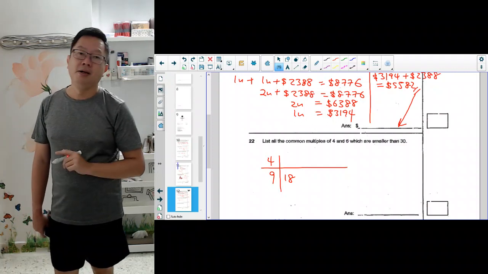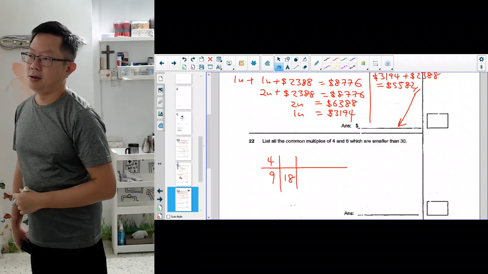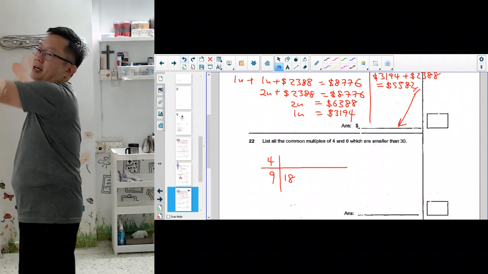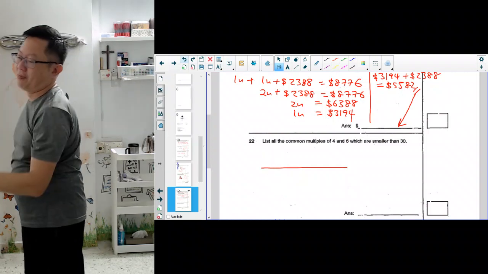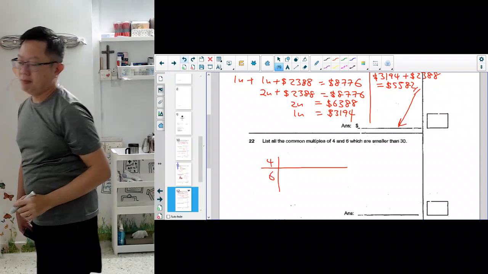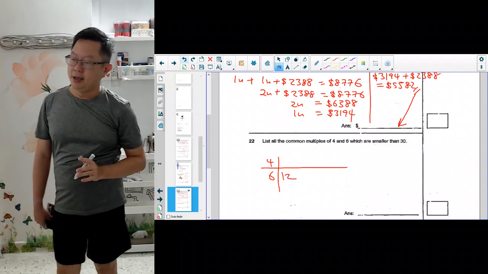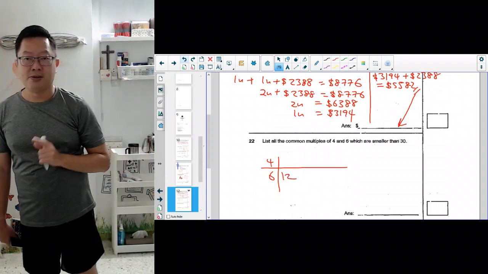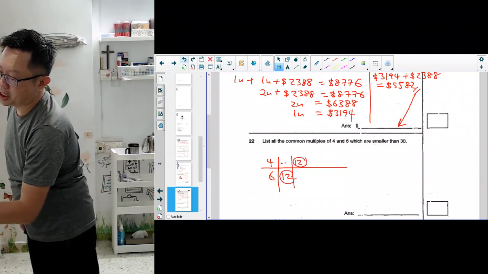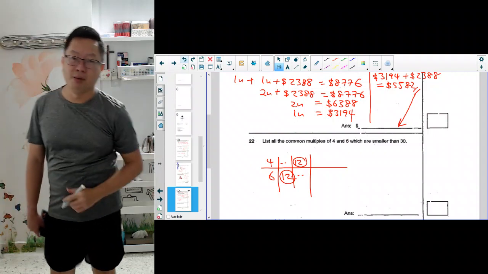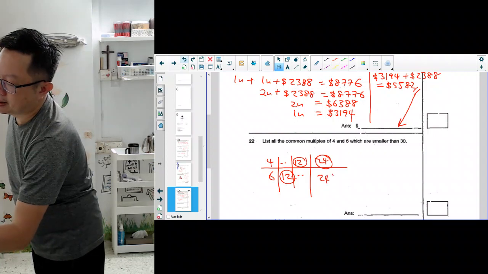For example, 18. Can 18 divided by 4? Cannot. So you go to the 4 and 6. Okay, I saw wrongly. Okay, not 4 and 9. So what are the common multiples of 4 and 6? Okay, so you look at the bigger number and you write the multiples of the bigger number, like 12, right? 12. Okay, so can 12 divided by 4? Can. So which means that the first common multiple has to be 12, right? 12. And then what is the next common multiple? You take 12 and you times 2 to get the second common multiple.